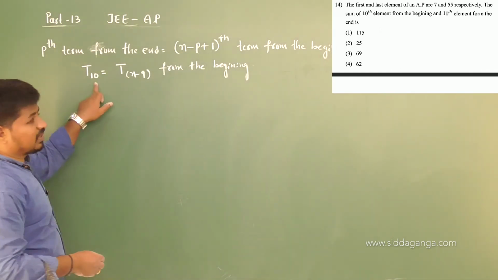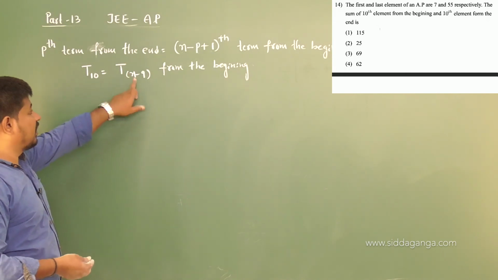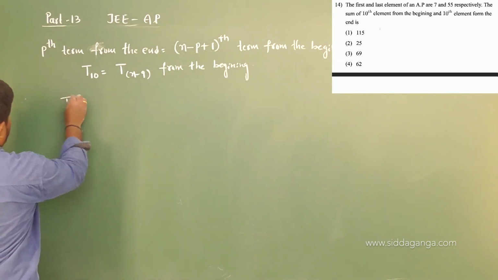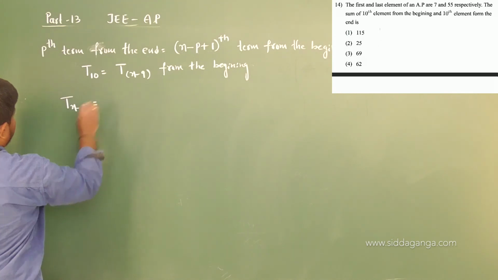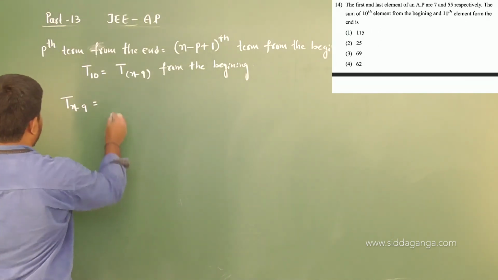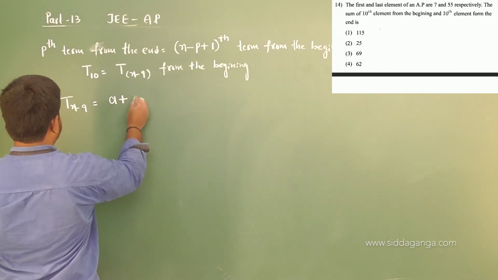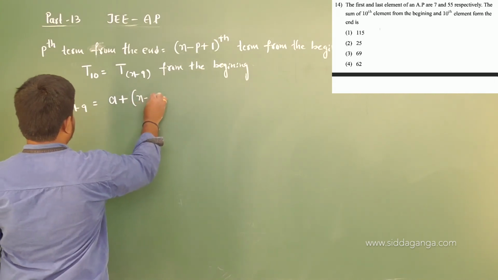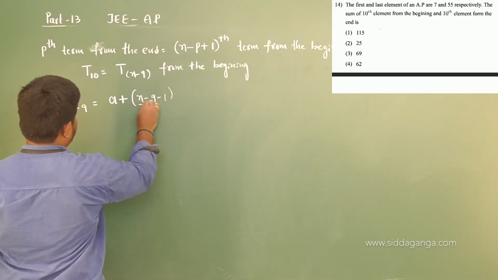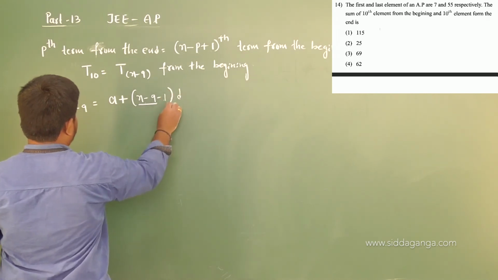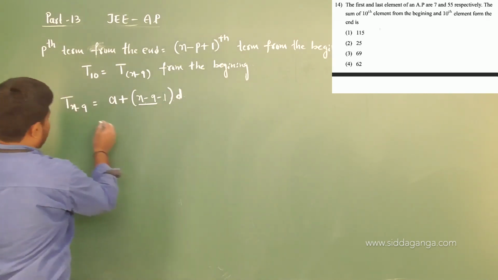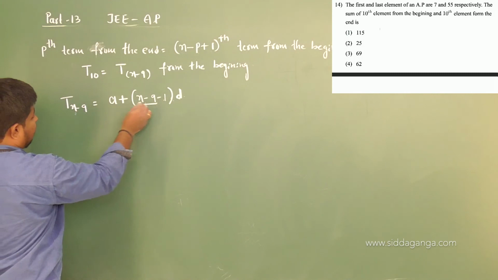So the 10th term is what? A plus 9d. Okay. What about this? Let me find the n minus 9th term. You mean a plus n minus 9 minus 1, this is n minus 10 plus 1, so n minus 1 into d. Okay. This is n. N minus 1 is n now. A plus n minus 1 into d.